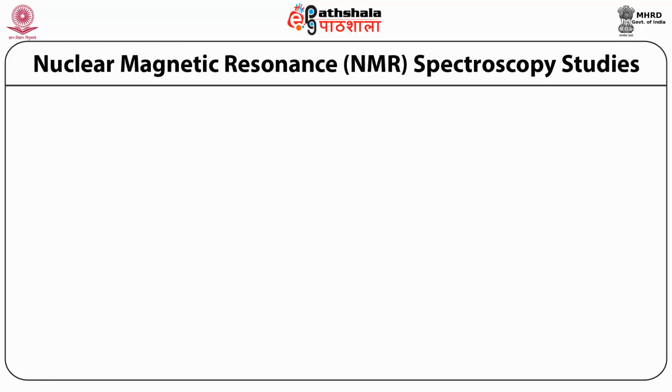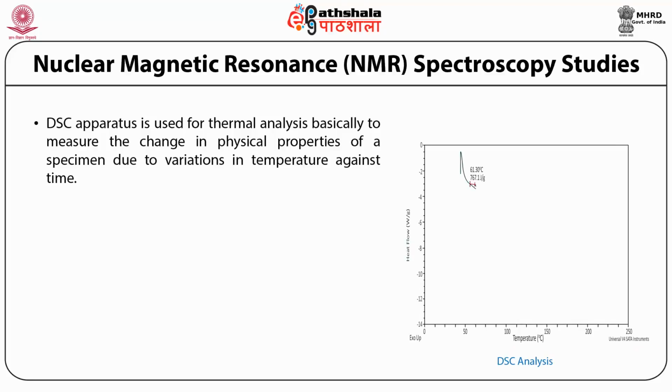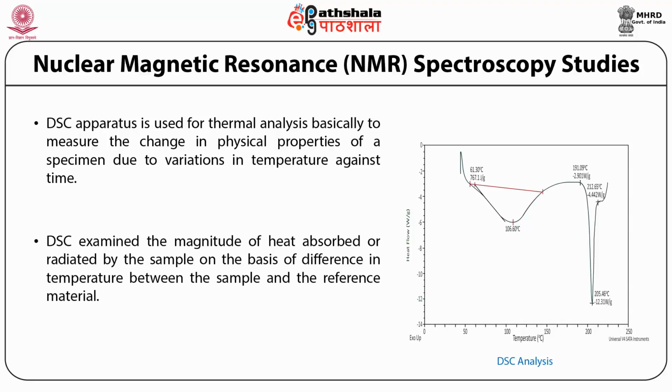Another important technique used for the characterization of colloidal carriers is differential scanning calorimetry, or DSC. You can see this is the image of a typical DSC analysis showing an endothermic peak. The DSC apparatus is used for thermal analysis, basically to measure the changes in physical properties of a specimen due to variations in temperature against time. DSC examines the magnitude of heat absorbed or radiated by the sample on the basis of the difference in temperature between the sample and the reference material.